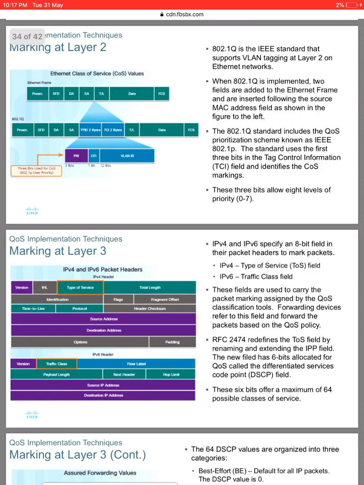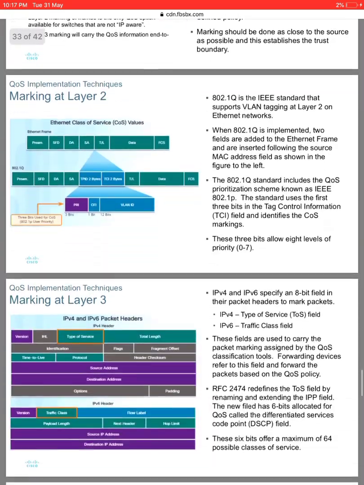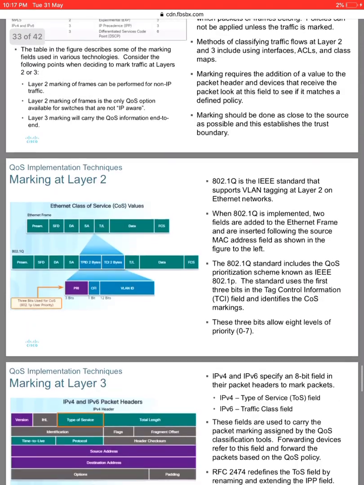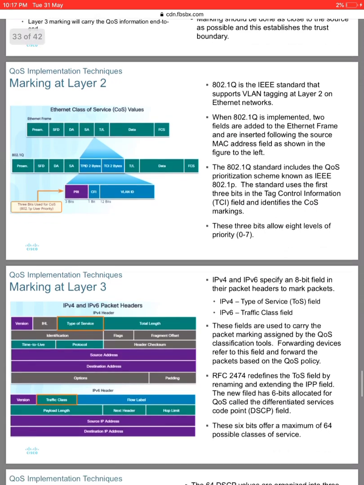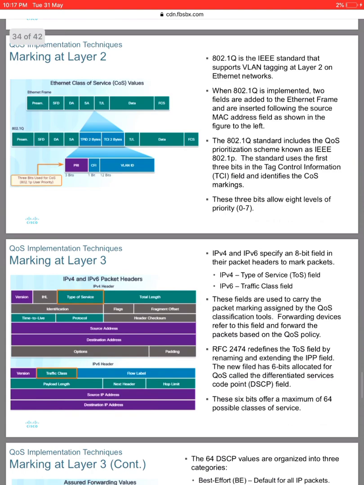So for the marking of layer 2, 802.1Q is the IEEE standard that supports VLAN tagging at layer 2 on Ethernet networks. When 802.1Q is implemented, two fields are added to the Ethernet frame and inserted following the source MAC address field, as shown in the figure to the left.